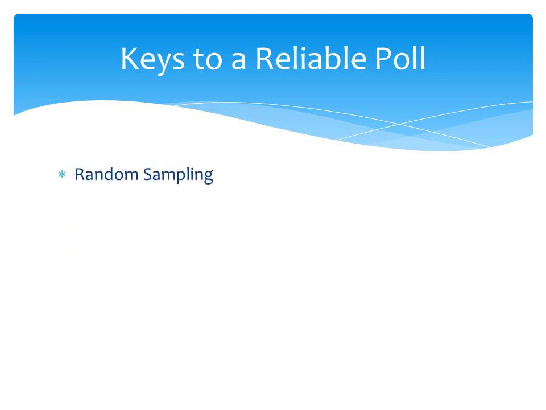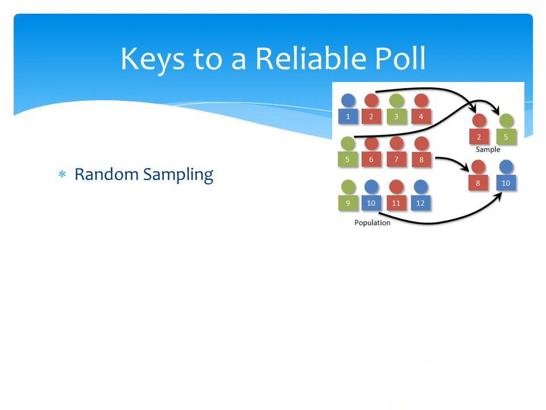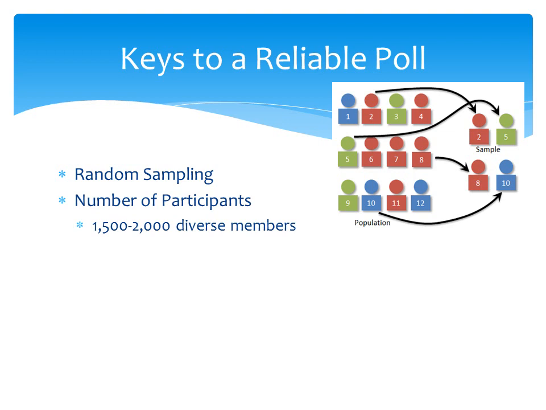The first and most important of which is random sampling, the idea that anyone had the equal probability of being selected to participate in the poll. Also, you want to look at the number of participants. A good poll, if done correctly, can use only about 1,500 to 2,000 members if they are diverse enough.